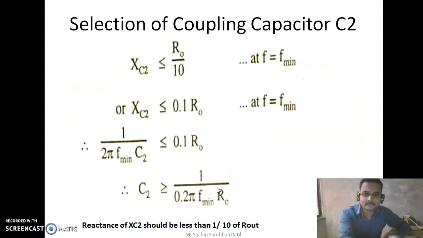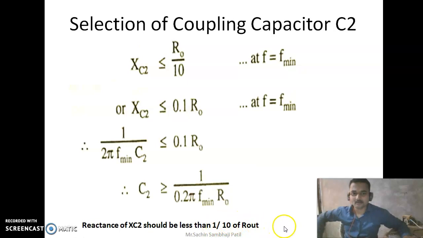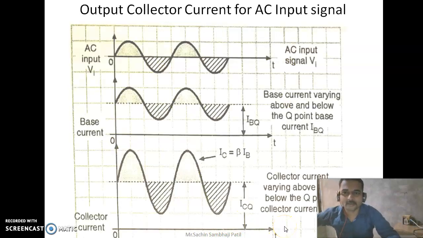Okay, those are the AC conditions. Now the selection of coupling capacitor C2: Xc2 is less than or equal to Rout by 10. This is the condition, so it is 0.1 Rout. So 1 upon 2 pi F C2 is less than or equal to 0.1 Rout. After solving this, C2 is greater than or equal to 1 upon 0.2 pi F minimum Rout. So the reactance Xc2 should be less than one tenth of Rout. This is the important condition.